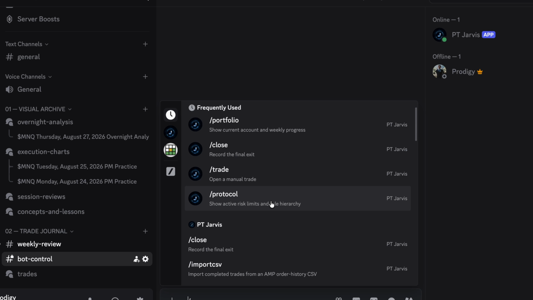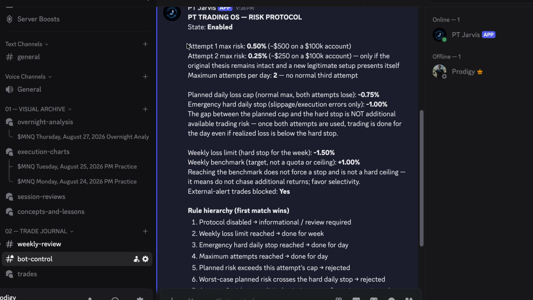I've also set up a protocol command, which helps me remind myself of the risk management protocol that I've placed on myself at the moment. So right now I'm limiting my risk on my live account to 0.5% on my first attempt, and I'll allow myself a second attempt of half risk if I get stopped out on the initial one. And the whole purpose is to mitigate loss on that second attempt. This allows me to keep my daily loss capped at negative 0.75%.